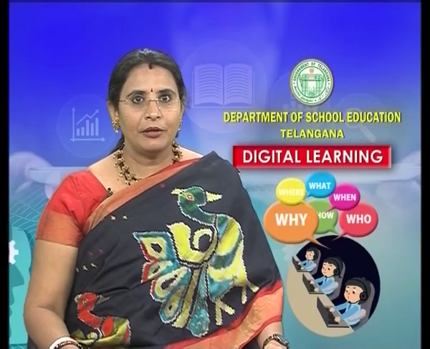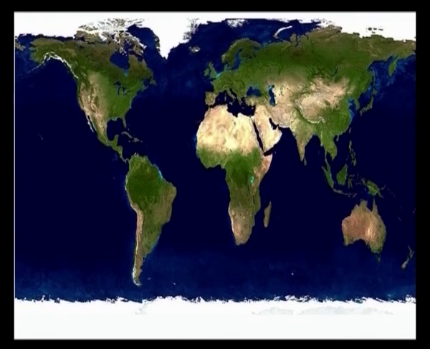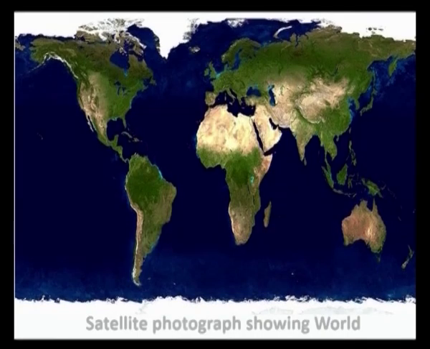Here I will be showing you one image. This is the image of the world. Do we call it a map? No. Do we use this type of maps while doing map pointing in the class? No. Then where do we find this type of image of the world? Yes, when we are referring to Google Maps on our phone. So this type of image is called a satellite photograph, and it is taken with the help of a satellite.